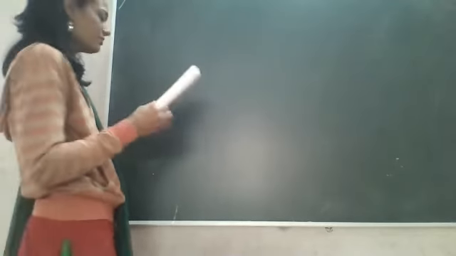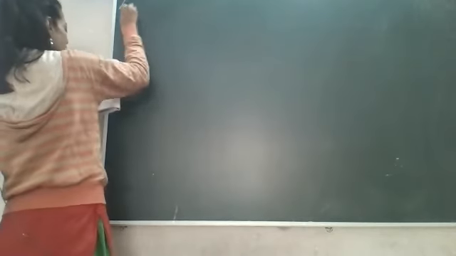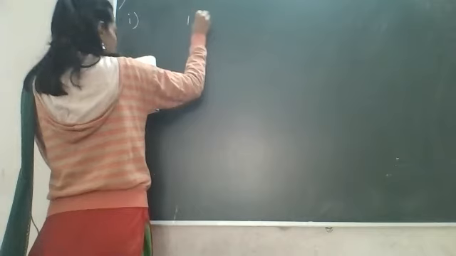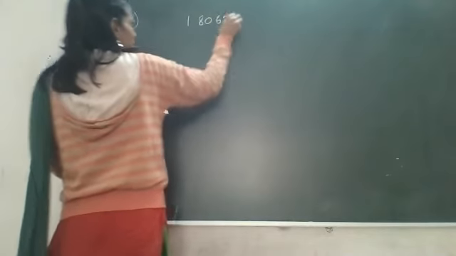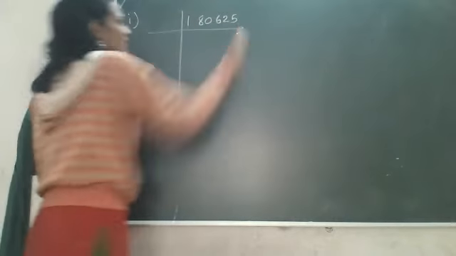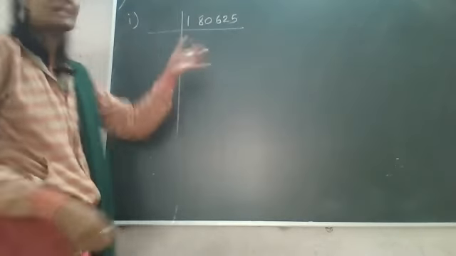Now the next sum is the square root of 1,18,625. We have to find out the factors. Here, 25 is at the end, so it is not an even number, and we have to go with the addition.